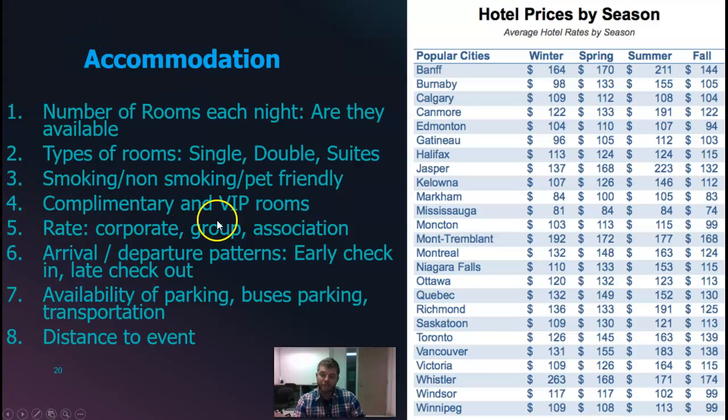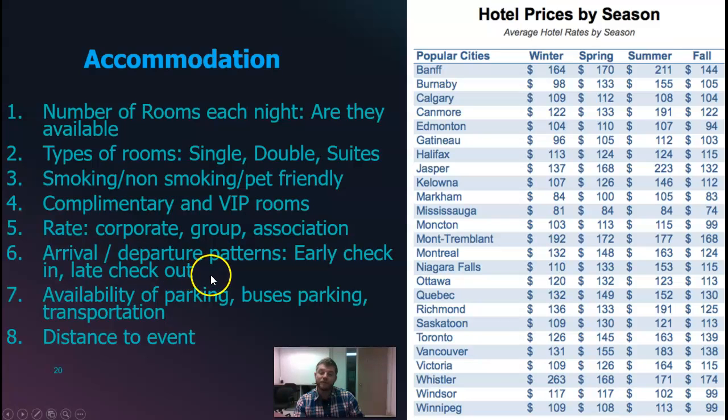There might be some complimentary or VIP rooms that you have to offer. And then you'll want to think about rates. So there are corporate group and association rates at some hotel chains that you can get a great deal on. Otherwise, you want to take a look and see if your particular workplace can get a better one. So even as alumni of Georgian College, I think it's the Holiday Inn you can get a discount on.